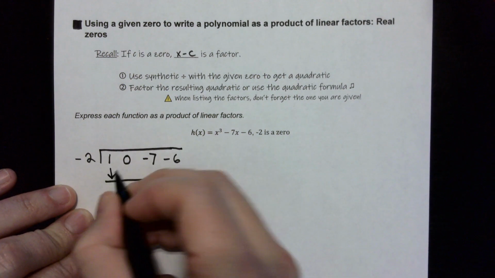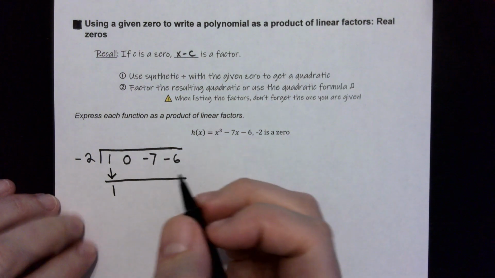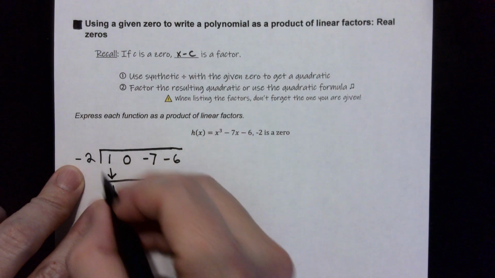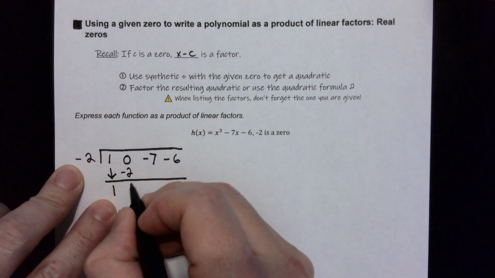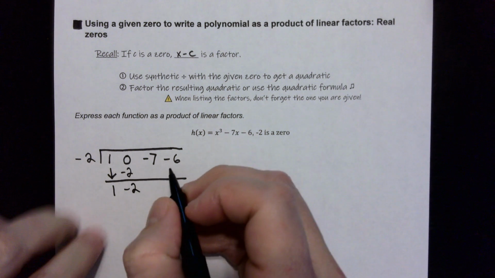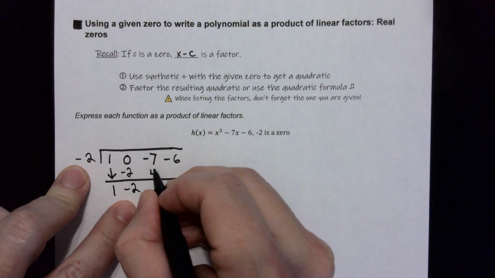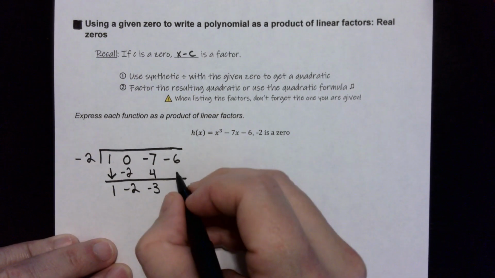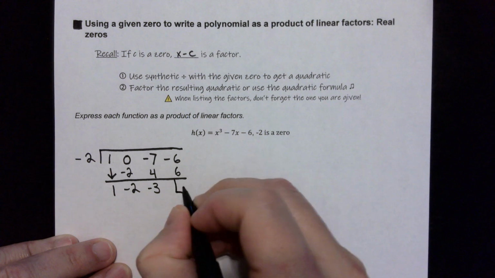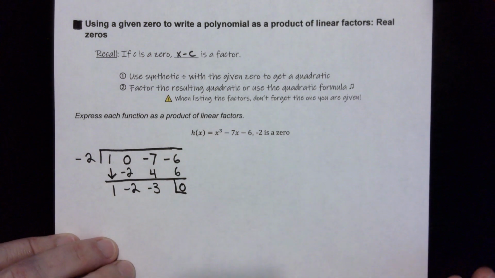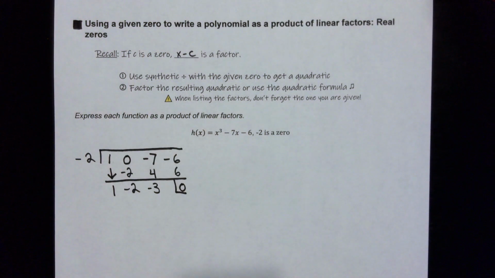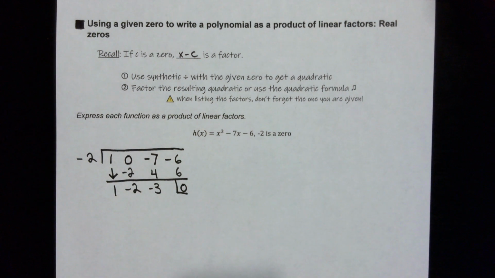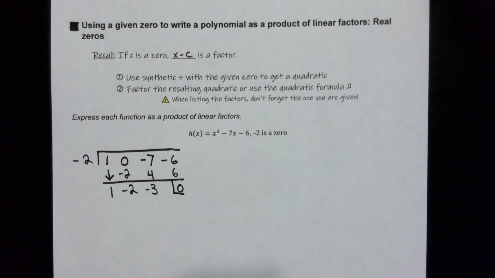I'm going to drop down that first one and then start. Multiply, that's negative 2. Add down and you get negative 2. Multiply and you get 4. Add down and you get negative 3. Multiply and you get 6. And add down and your remainder is 0, which it needed to be 0 because it said this was a zero. So when we plug it in, it should give us 0 as an answer.